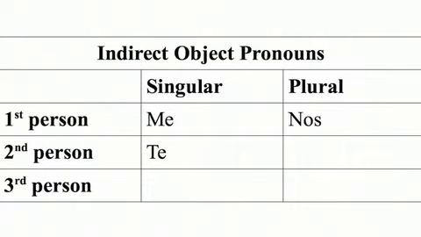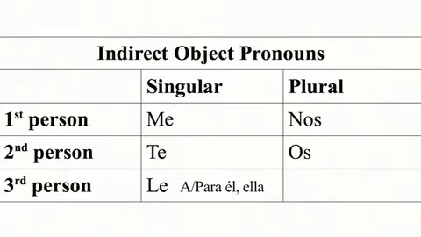You'll use nos, to or for us. You'll see just a regular a nosotros or para nosotros here. For the second person plural, if you're in España, you'll use os, to or for you plural. And you'll just be replacing a vosotros or para vosotros. Then you only have to add two more. Le for third person singular, meaning to or for him, to or for her, or to or for it.